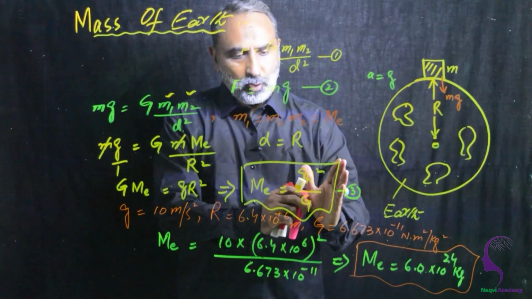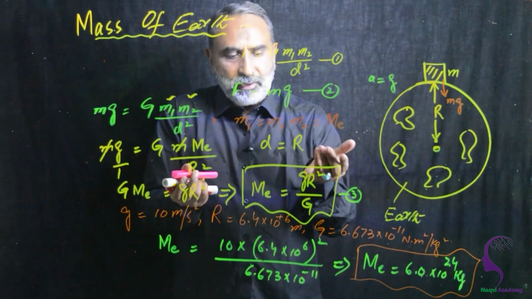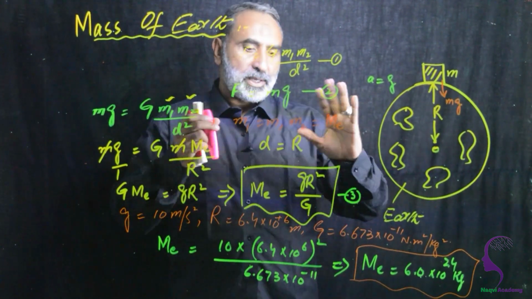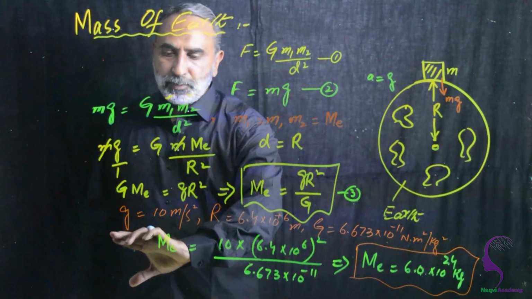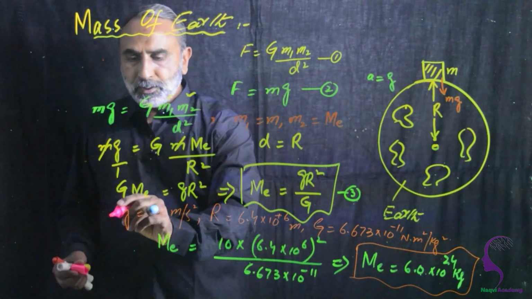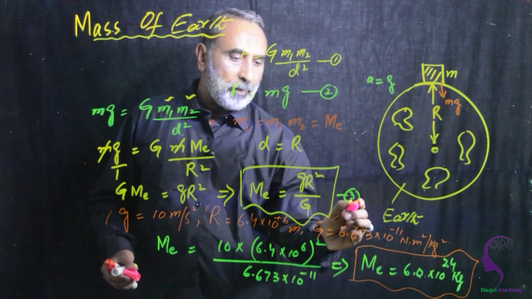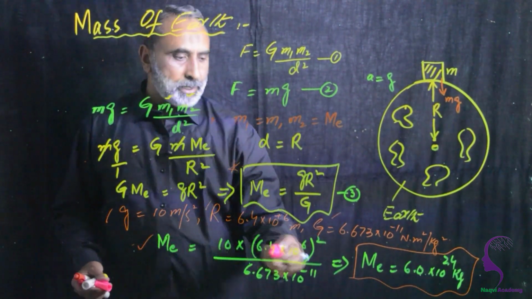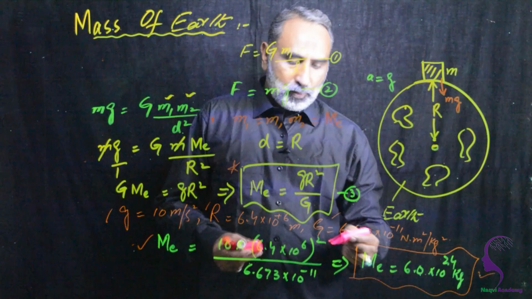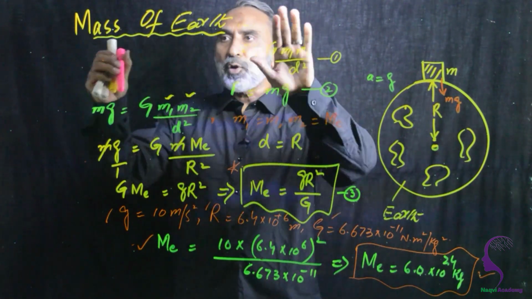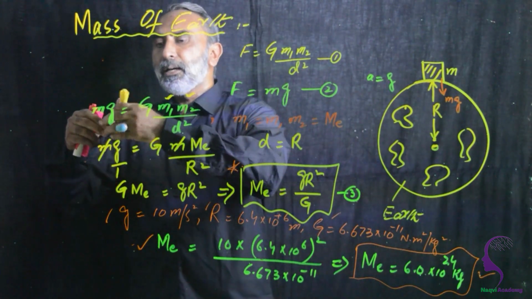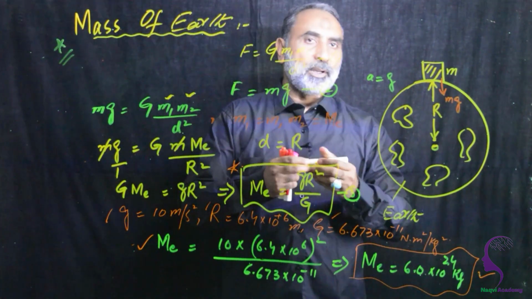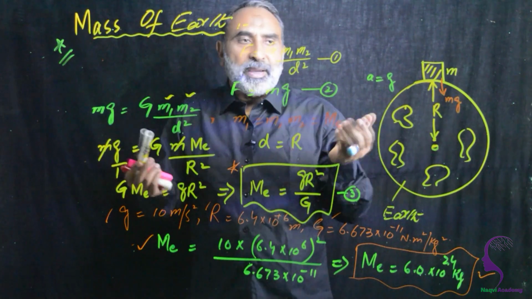g is acceleration due to gravity, R is the radius of the earth, and G is the gravitational constant. When you substitute all these values, g, R and capital G, in this formula, you will get the mass of the earth. So my dear students, in this topic I just summarized how to find the mass of earth.